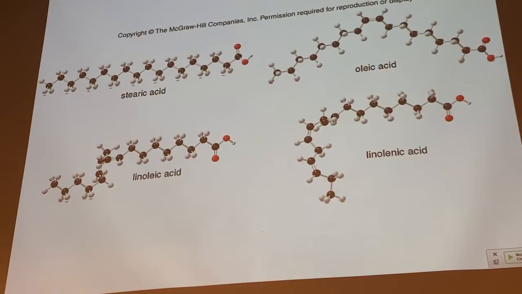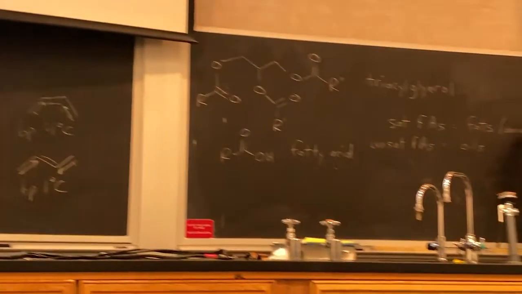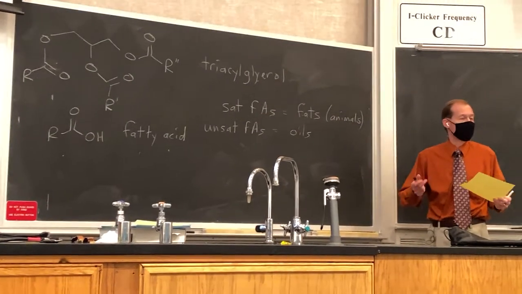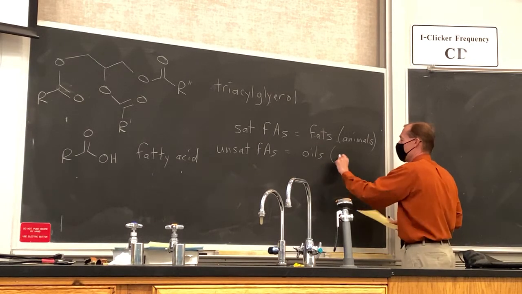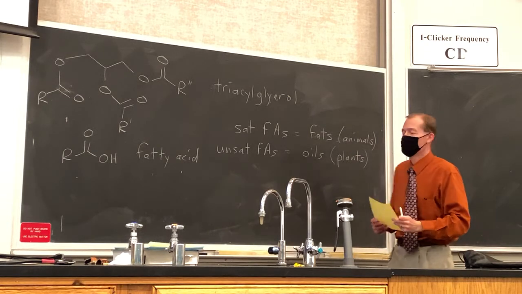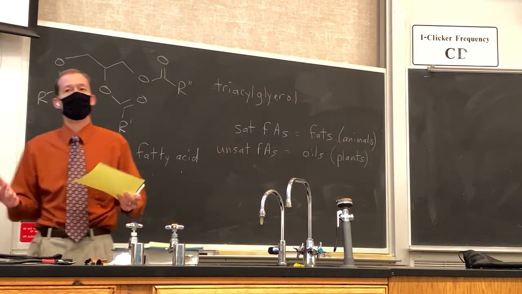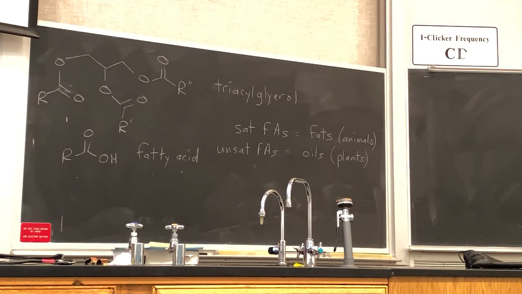So our fats usually come from animals. Animals will biosynthesize saturated fatty acids generally, whereas plants will make the oils. So plant materials are going to be high in oils. Animals will be high in fats.